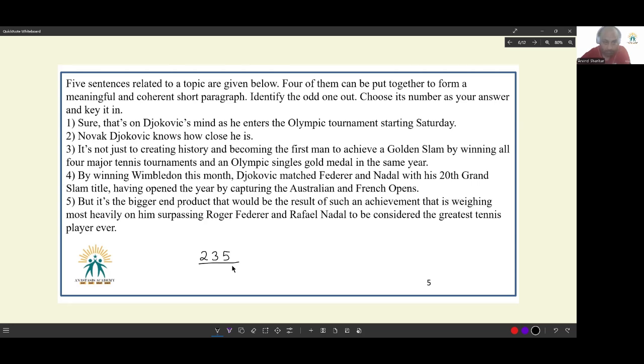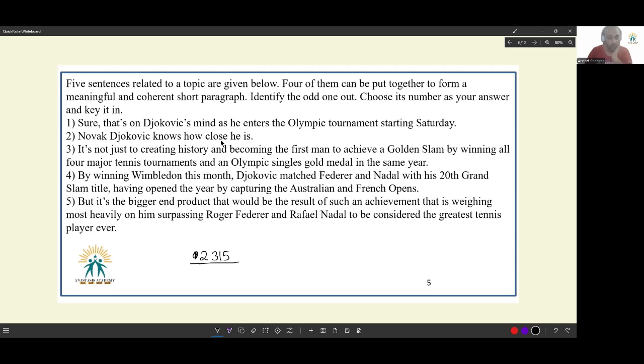Okay. See, 2, 3, 5 make an excellent pair. Now I'm left with 1 and 4. One is the better pairing here. Read it in this order: 1, 2, 3, 5. Sure, that's in Djokovic's mind as he enters. No. 2, 3, 1, 5 is the better pair.